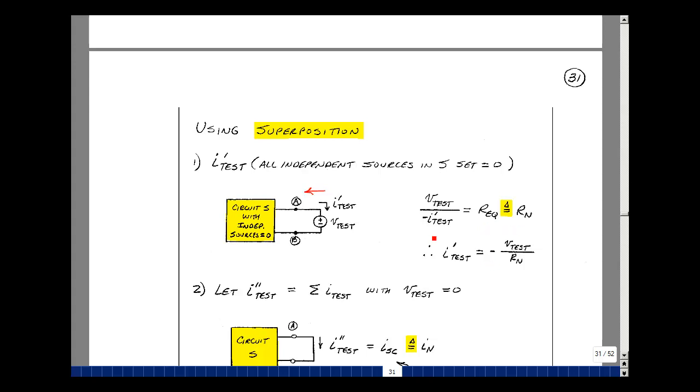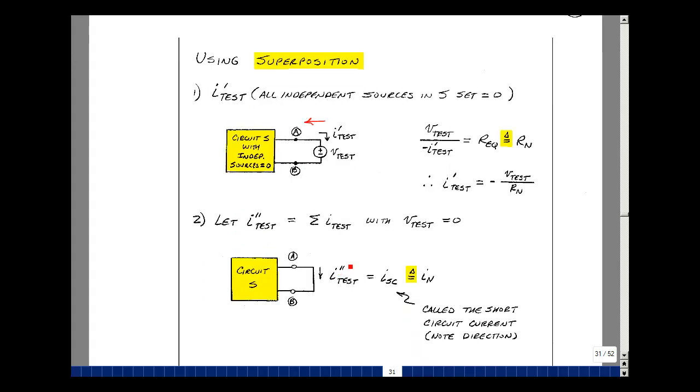Cross multiplying, we can then solve for I test prime, bringing that over here. What I'm left with then is V test divided by minus R sub n. Next, let's set V test equal to 0 and find the value of I test due to the sources in the box. Call this current I test double prime, and that's the current that's now flowing in this short circuit by setting this equal to 0. I would define that as the Norton current. It's sometimes called I sub short circuit.